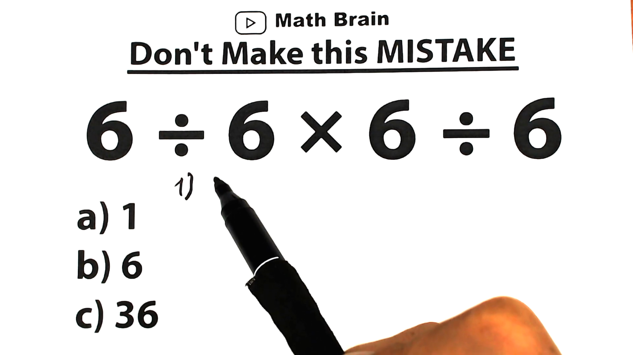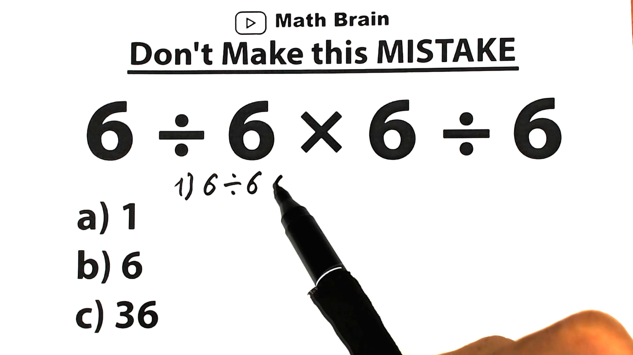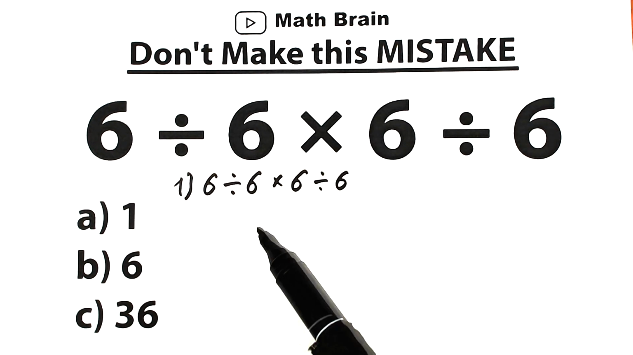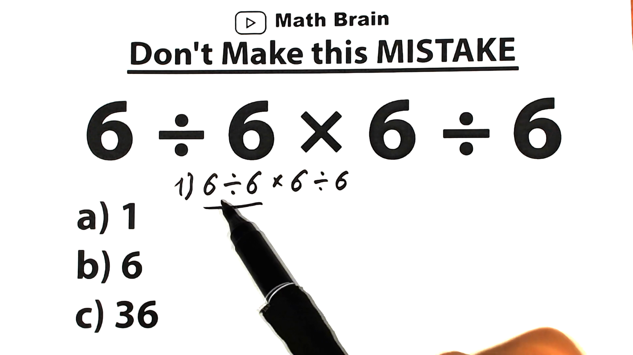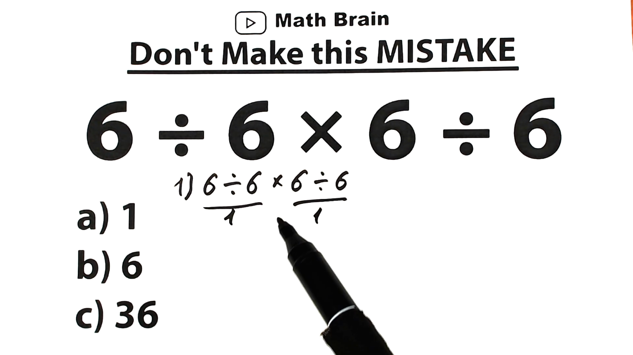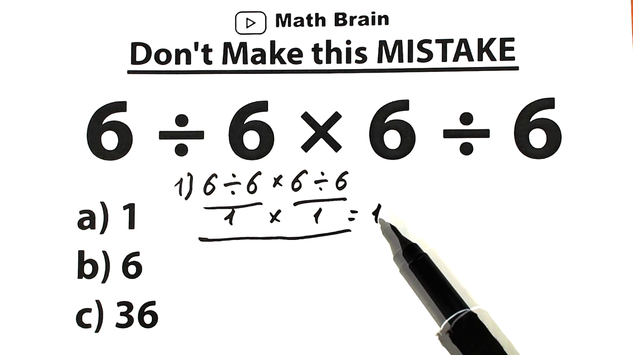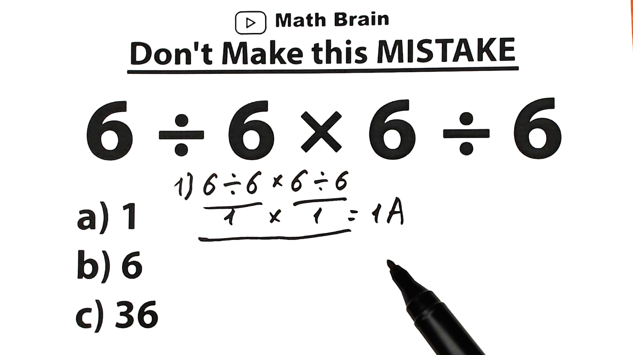First of all, I want to start with this first interpretation. Here's the challenge: 6 divided by 6 times 6 divided by 6. A lot of students don't care about order of operations. They solve the challenges absolutely randomly. They say, okay, 6 divided by 6 is equal to 1. 6 divided by 6 is equal to 1. Multiplication sign in the middle. 1 times 1 is equal to 1. They say, okay, option A is the correct answer to this challenge.